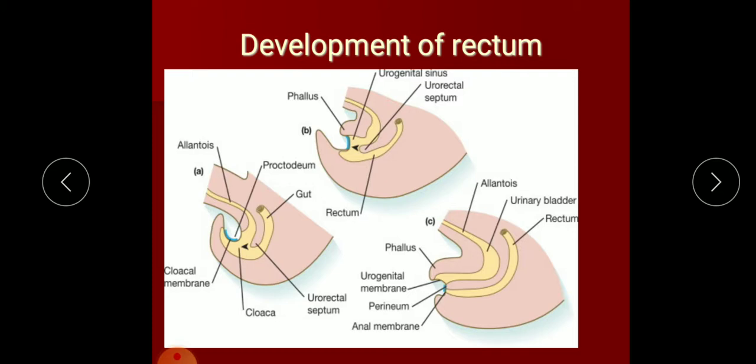Now what happens is, you should know which structures are derived from this pre-allantoic part and which structures are derived from the post-allantoic part.